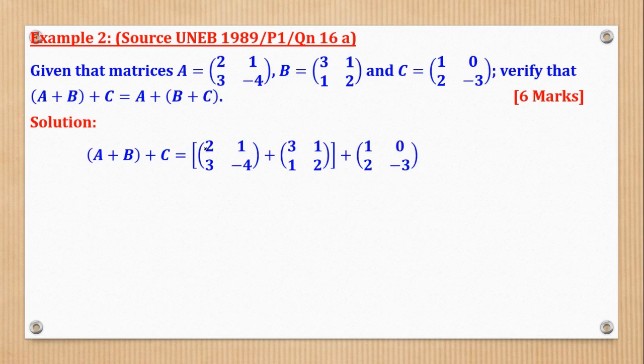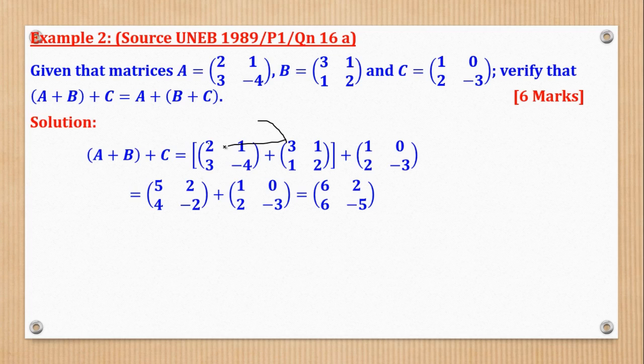So what you are going to do in this case, you are going to first add A and B to come up with this. So 2 plus 3 will give you 5, 1 plus 1 will give you 2, 3 plus 1 will give you 4, and negative 4 plus 2 will give you negative 2. Then from there you shall add now 5 to 1 to give you 6, 2 plus 0 to give you 2, 4 plus 2 to give you 6, and negative 2 plus negative 3 to give you negative 5. So that is the first part. Now let's go to this part.